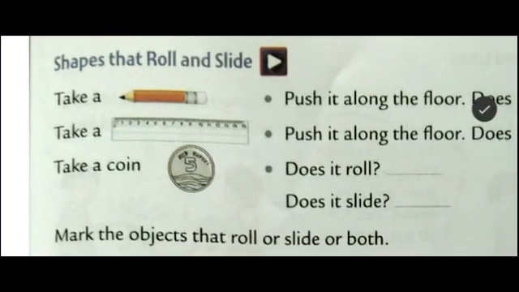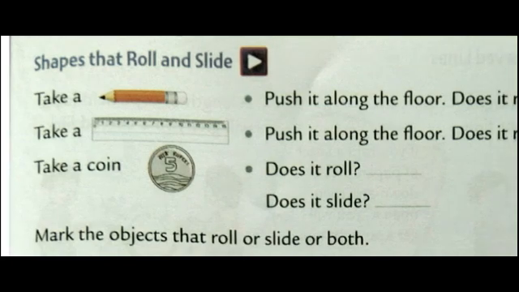Now see this third picture. Take a cone. Does it roll or does it slide? A cone, when you push it along the floor, it will roll and it can slide also. So both are correct, right?